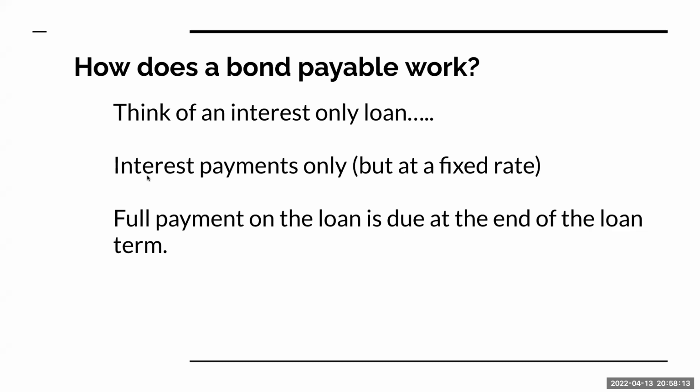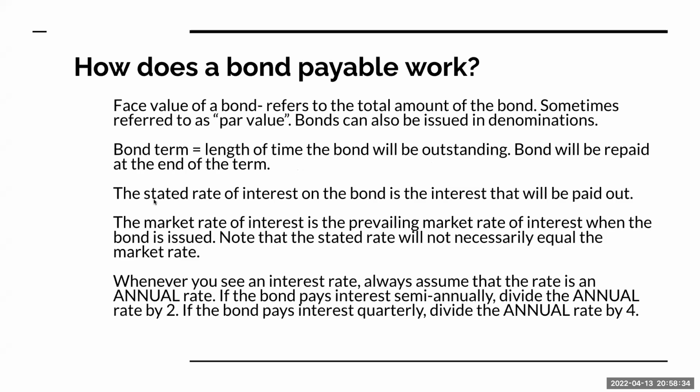Also, with a bond payable, the interest rate is going to be fixed. We call that the stated rate. The full amount of the bond is going to be due at the end of the loan term. So when we receive money as a result of a bond issuance, two things are happening. We're going to be paying interest on that bond, and then we're going to be paying the principal amount at the end of it.